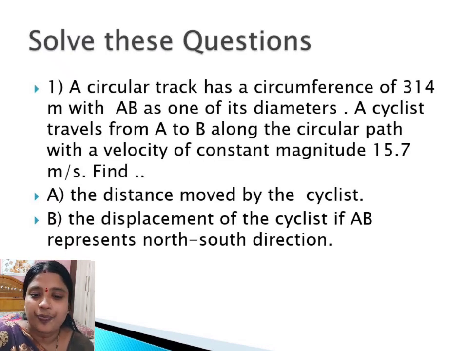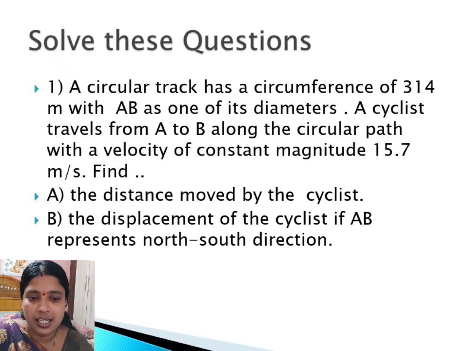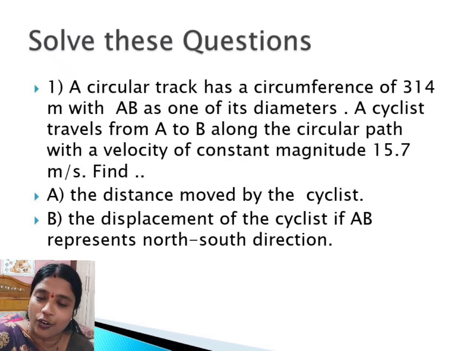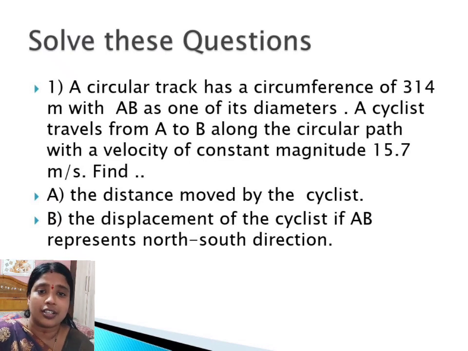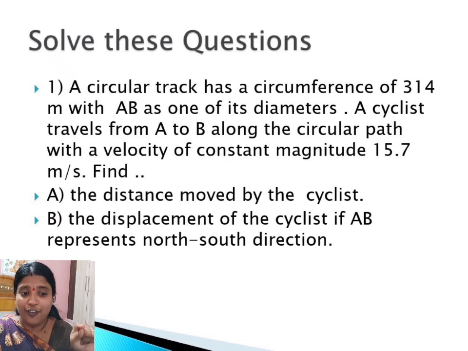In this question, let us see what it is about. There is a circular track and the circumference, the length of the boundary of the circle, is known as circumference. So the circular track has a circumference of 314 meters and AB is the diameter of that circular track. Diameter, you know, is the line that passes through the center from one point to the other point. Now a cyclist travels from A to B, like this, half of the circle.